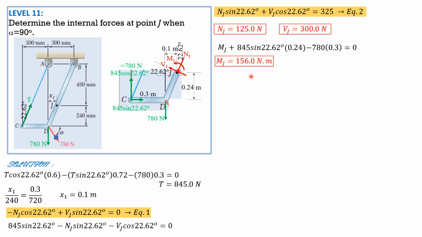So in other words, in this solution, you may ignore the calculation of x1 because it is not used here. I didn't expect that this constitutes a couple, but if you sum up moment at J, we get the same result. So that's it for this problem.